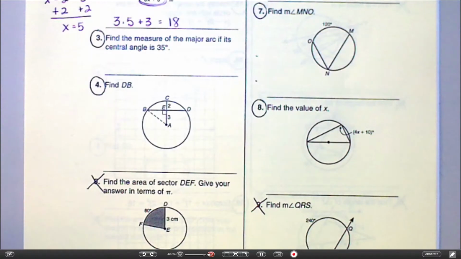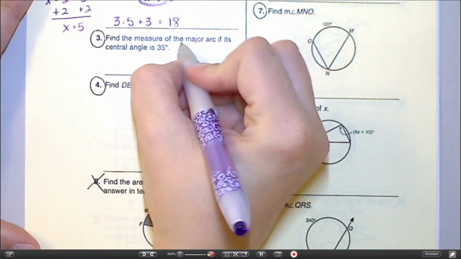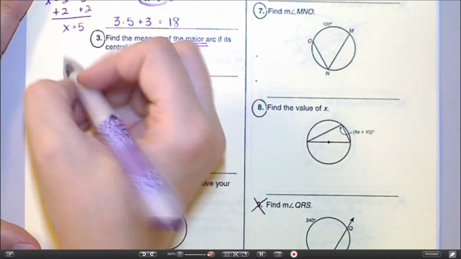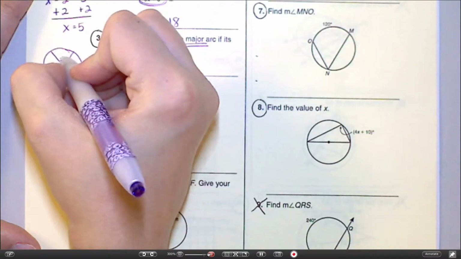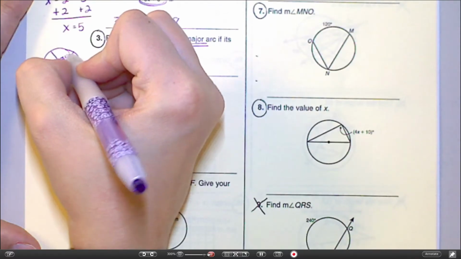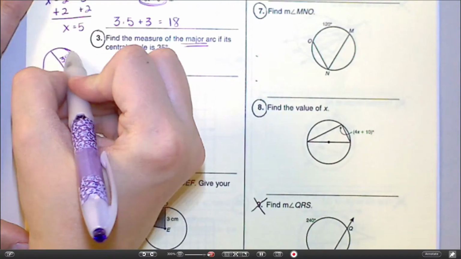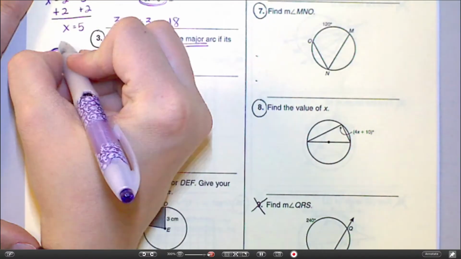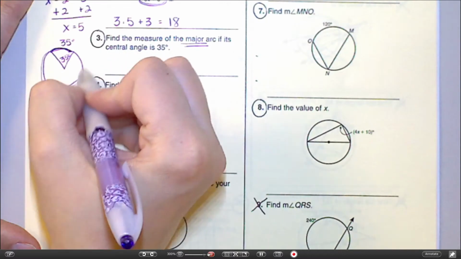Okay, Ben just said he thinks the answer to number 3 is 35. He is almost right. He just has to pay attention to the wording of the question. It says find the measure of the major arc if a central angle is 35. So what that is saying is I have 35 degrees here in the middle, and then I want to go all the way around. I want the major arc. What Ben said, the 35, would be this arc, but that's the minor arc. So I want the rest of the way around.